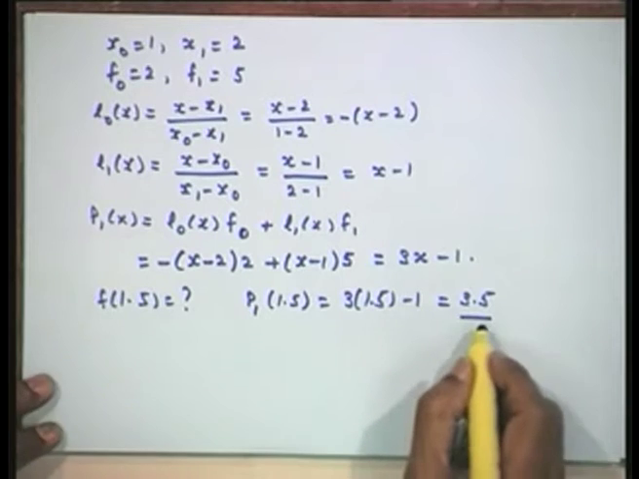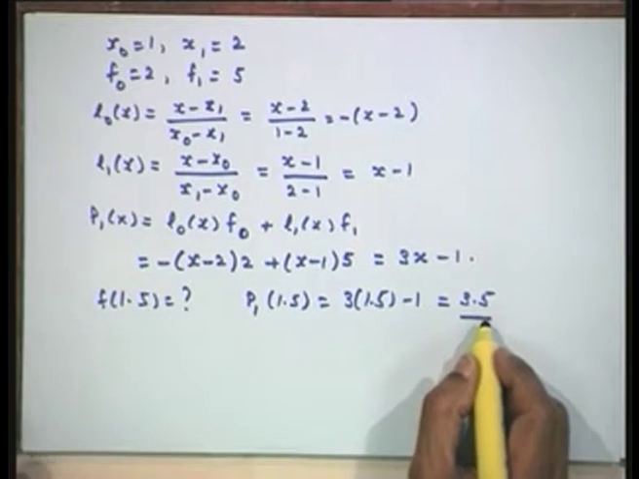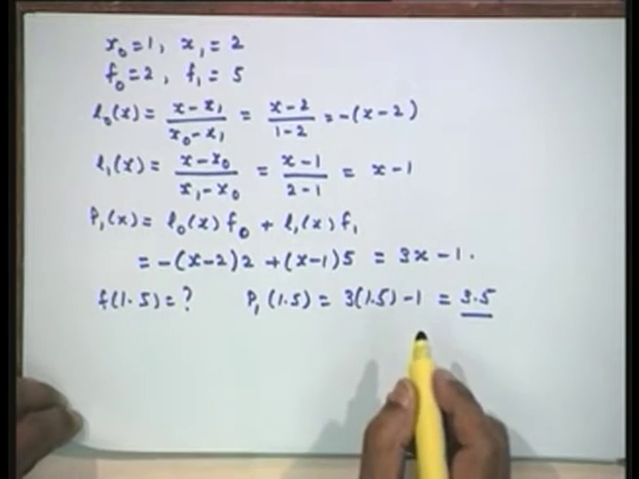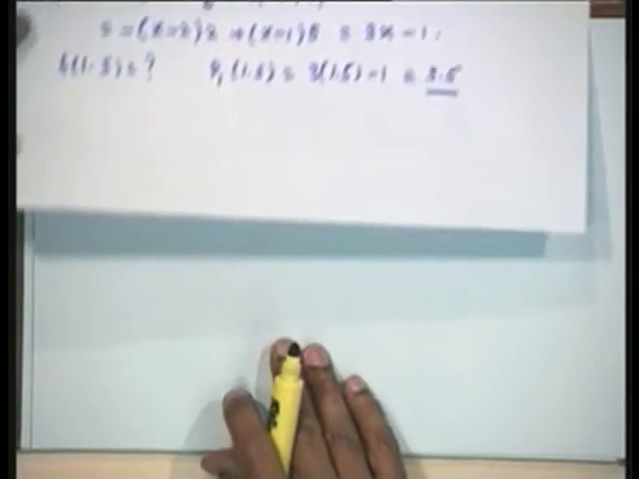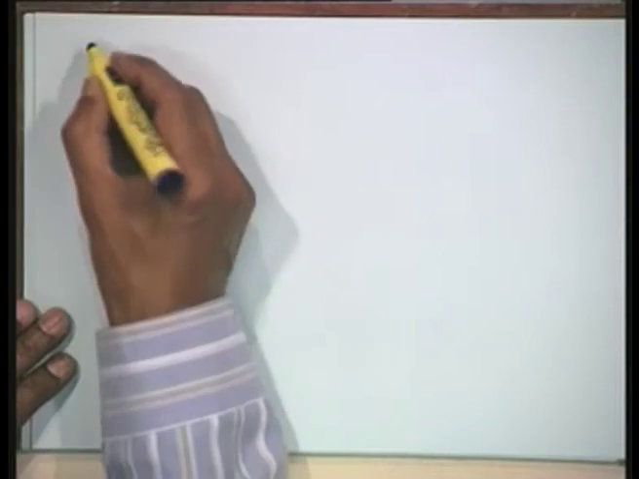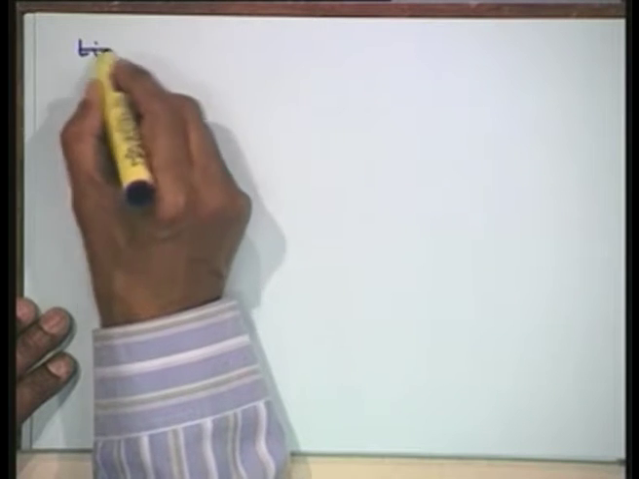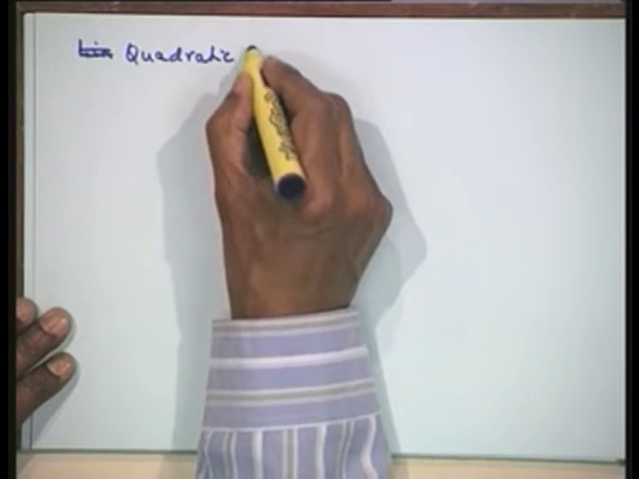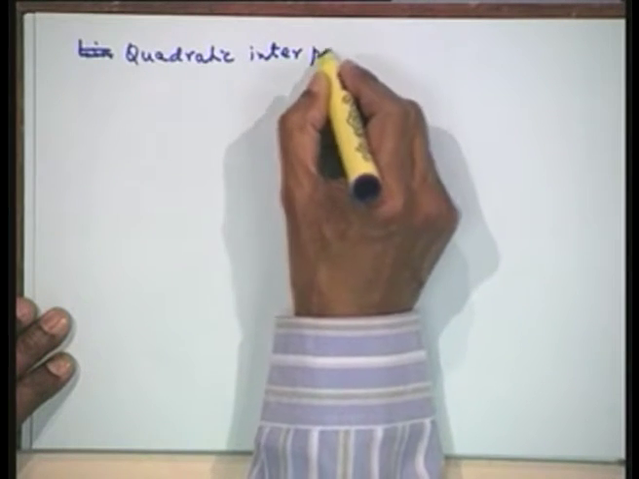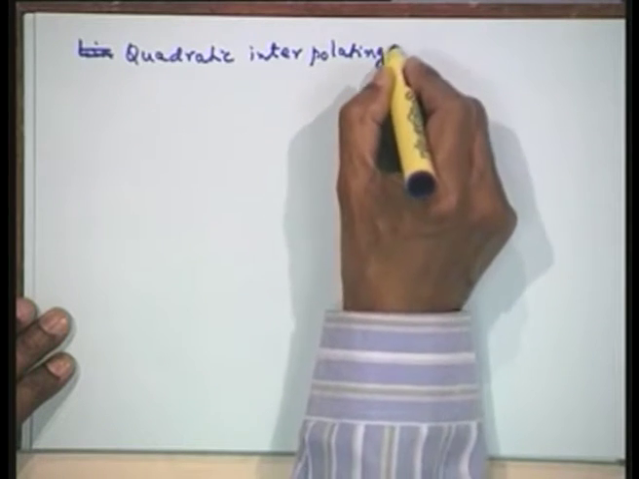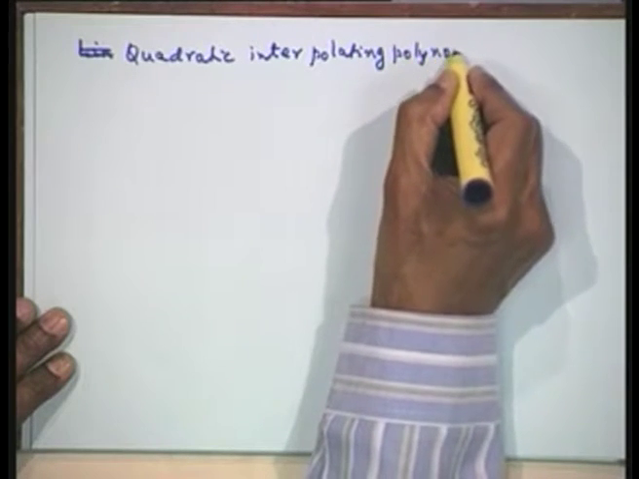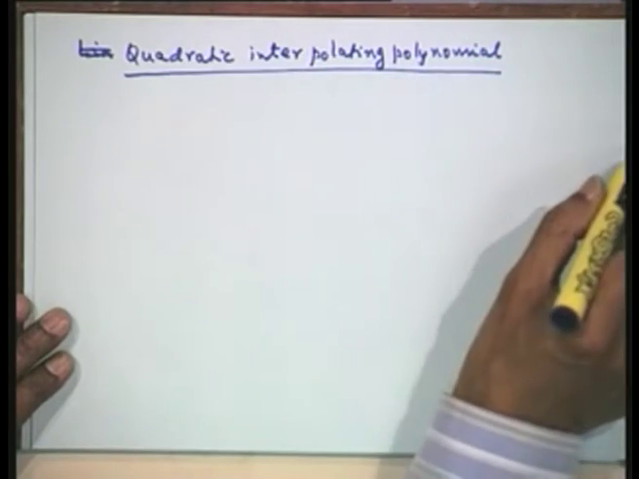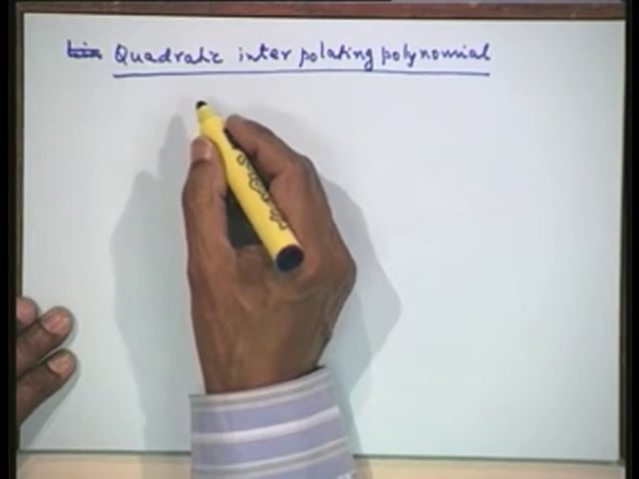Now, we will a little later see how good this value is or what is the error in using this particular approximation. Now, let us take up what would be the quadratic interpolating polynomial. So, similarly, let us derive the quadratic interpolating polynomial. I want to use 3 points and construct a polynomial of degree 2 which passes through this.